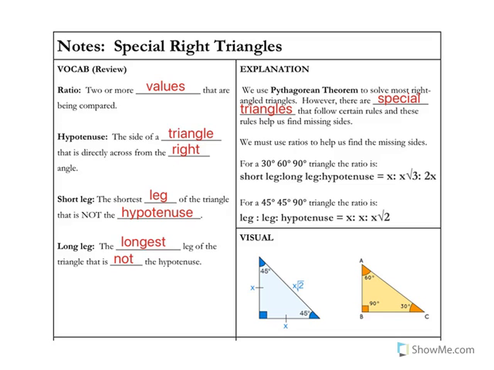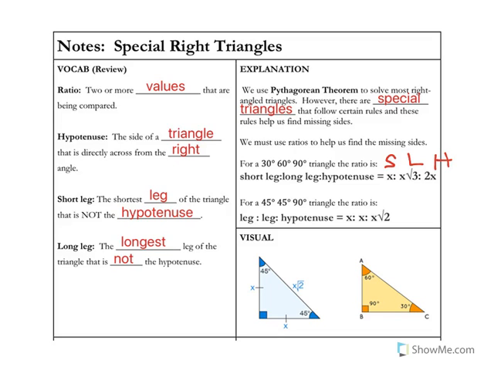Okay, so what does that mean? It means when we're looking at this, we need to think of it in this order. This is the short leg, this is the long leg, and this is the hypotenuse. Okay, so x, x square root of 3, and then 2x. Whatever x is, we're going to times that by square root of 3 for the long leg, and we're going to times x by 2 to find the hypotenuse.